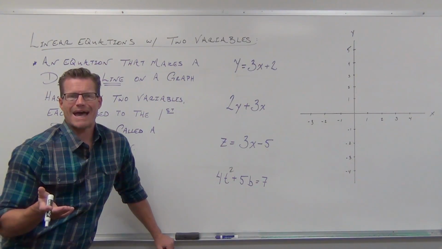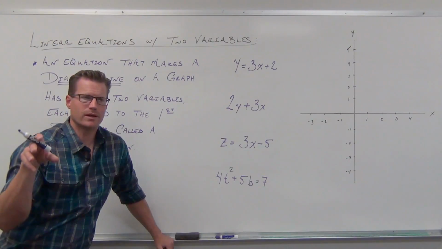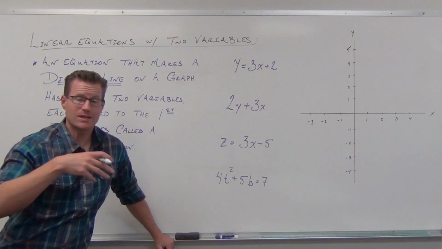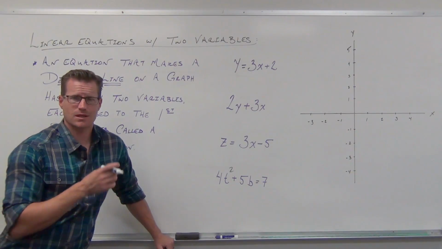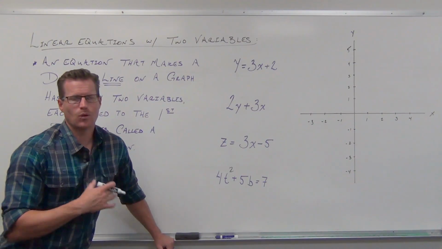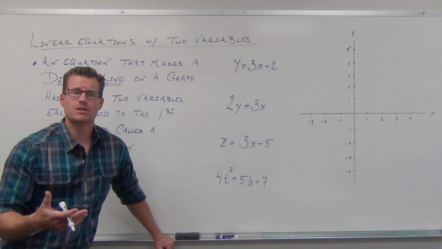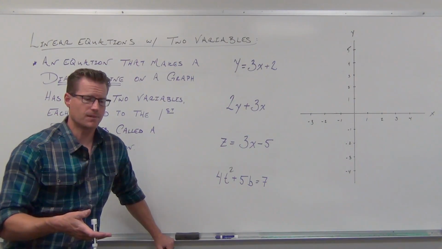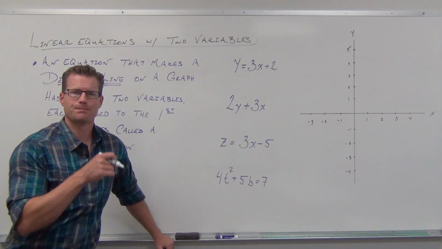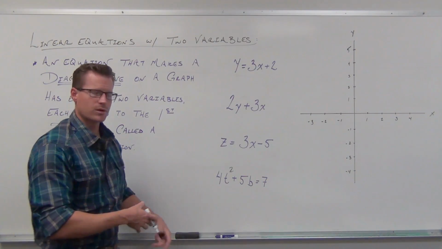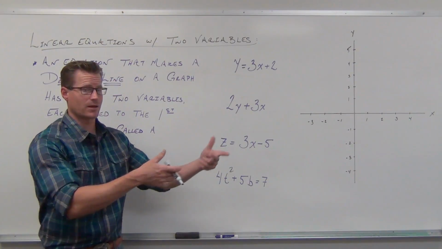As soon as you start introducing exponents that aren't ones onto these linear equations, they no longer become linear. They start becoming other types of curves, like parabolas, like hyperbolas, things like that. So they're no longer lines. Therefore, they wouldn't be a linear equation. They're not going to make a diagonal line on a graph.